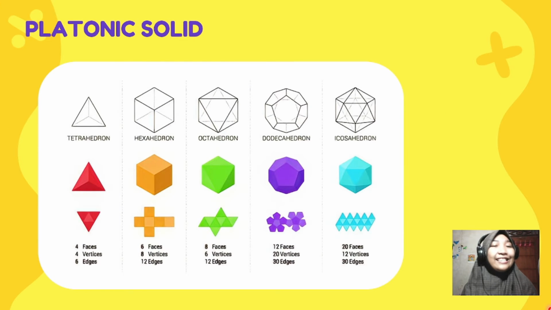Next is platonic solid. Platonic solid is a three-dimensional set whose faces are all the same shape and whose corners are the meeting place of the same number of polygons. There are 5 kinds of platonic solid. There are tetrahedron, hexahedron, octahedron, dodecahedron, and icosahedron.